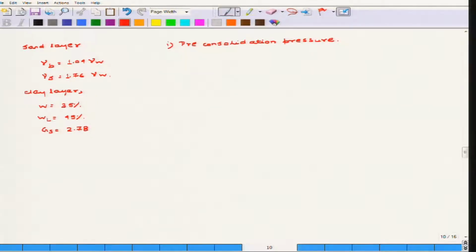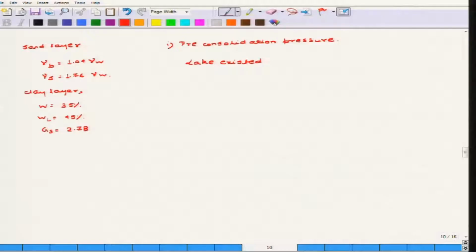Now, how do you calculate the pre-consolidation pressure? You know that the pre-consolidation pressure is the pressure at which the soil has been subjected to the maximum stress, or the largest effective vertical stress in its geological history. So you have to consider from the time the lake existed to the point when the lake disappeared. The lake disappeared means the pressure got released. So you have to find out the pre-consolidation pressure at the time when the lake existed.